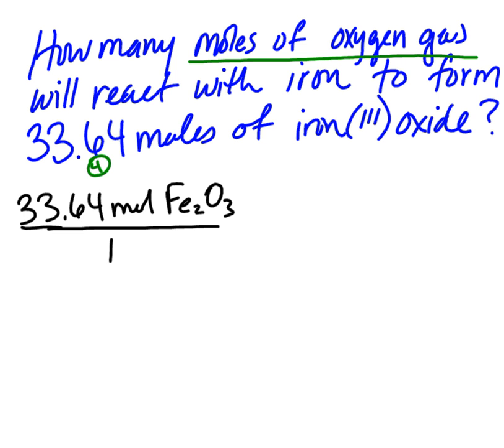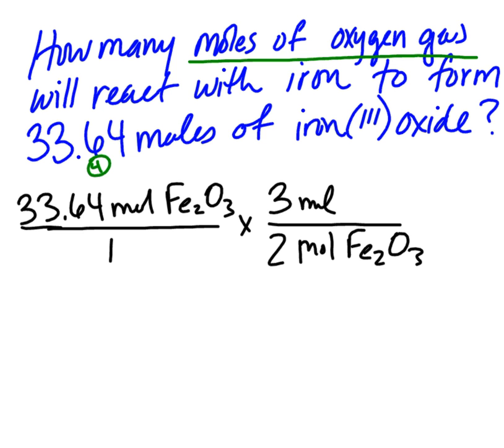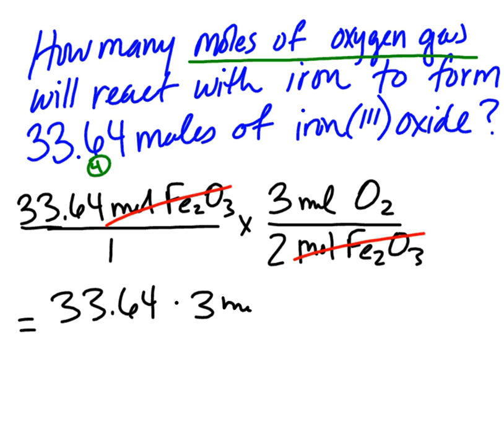All of it over 1. I need moles of iron 3 oxide on the bottom. In my balanced chemical equation, I have 2 moles of iron 3 oxide and 3 moles of oxygen gas. So the iron 3 oxide cancels out. I have 3 moles here, so when I rewrite the equation, I end up with 33.64 times 3 moles of O2 all over 1 times 2. So you do the math.